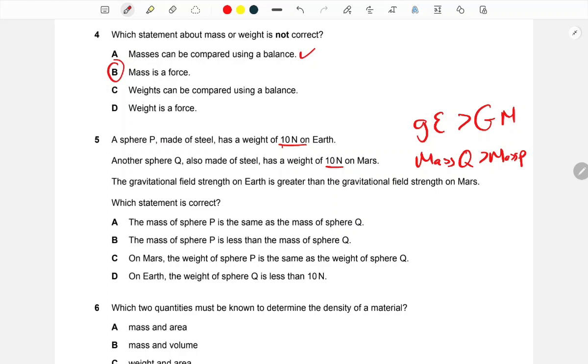So let's see which statement is correct. The mass of sphere P is the same. That's not correct. The mass of sphere P is less than the mass of sphere Q. So the mass of P is less than Q. So the answer is going to be B.